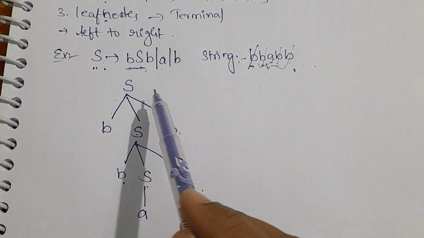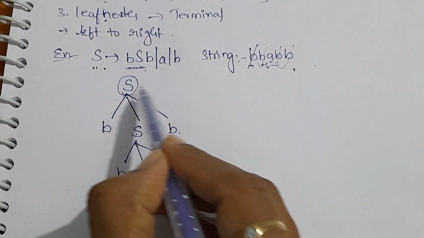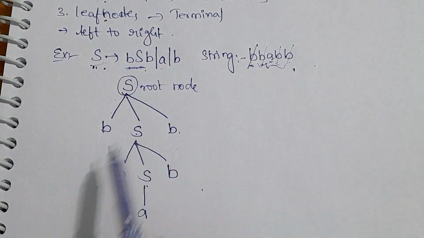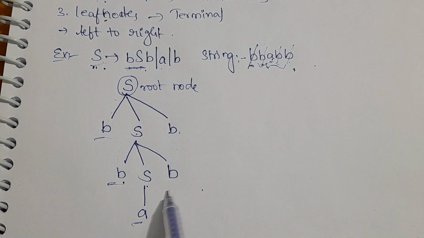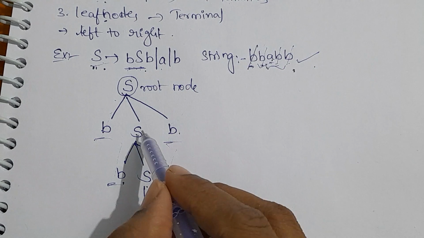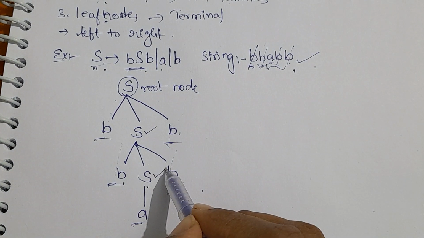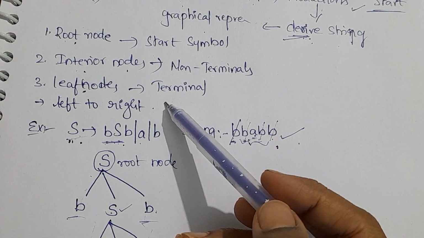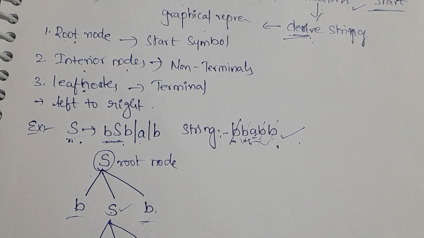Observe carefully here. This is the root node, right? The root node is nothing but the start node. All leaf nodes are terminals. All interior nodes are non-terminals. That is what the main rules of a derivation tree are. So, as simple as it is.